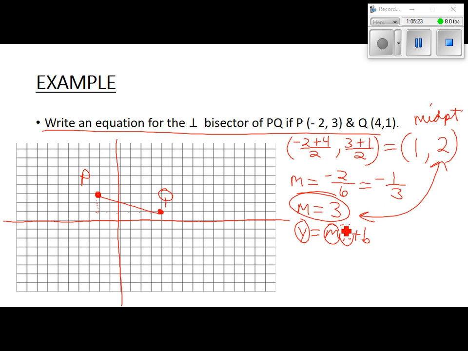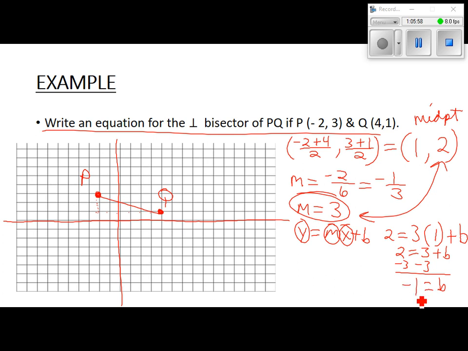What do we put in place of y? The y coordinate, which is 2, equals, what do we put in place of m? 3. What do we put in place of x? The 1 from the midpoint up there. What do we put in place of b? B, right? Then we just do a little math. What's 3 times 1? 3. 3 plus b equals 2. How do we solve for b? Minus 3, so b equals -1.